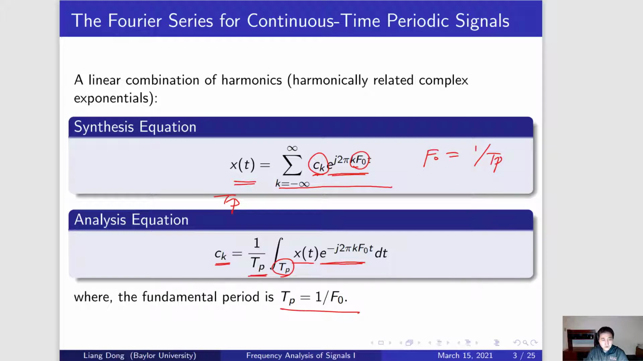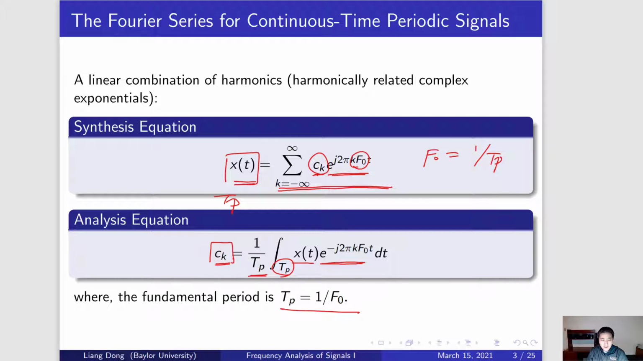The first equation is called the synthesis equation. It decomposes any continuous periodic signal into a weighted sum. The second equation is called the analysis equation. That is to calculate all these weights, the frequency domain weights.